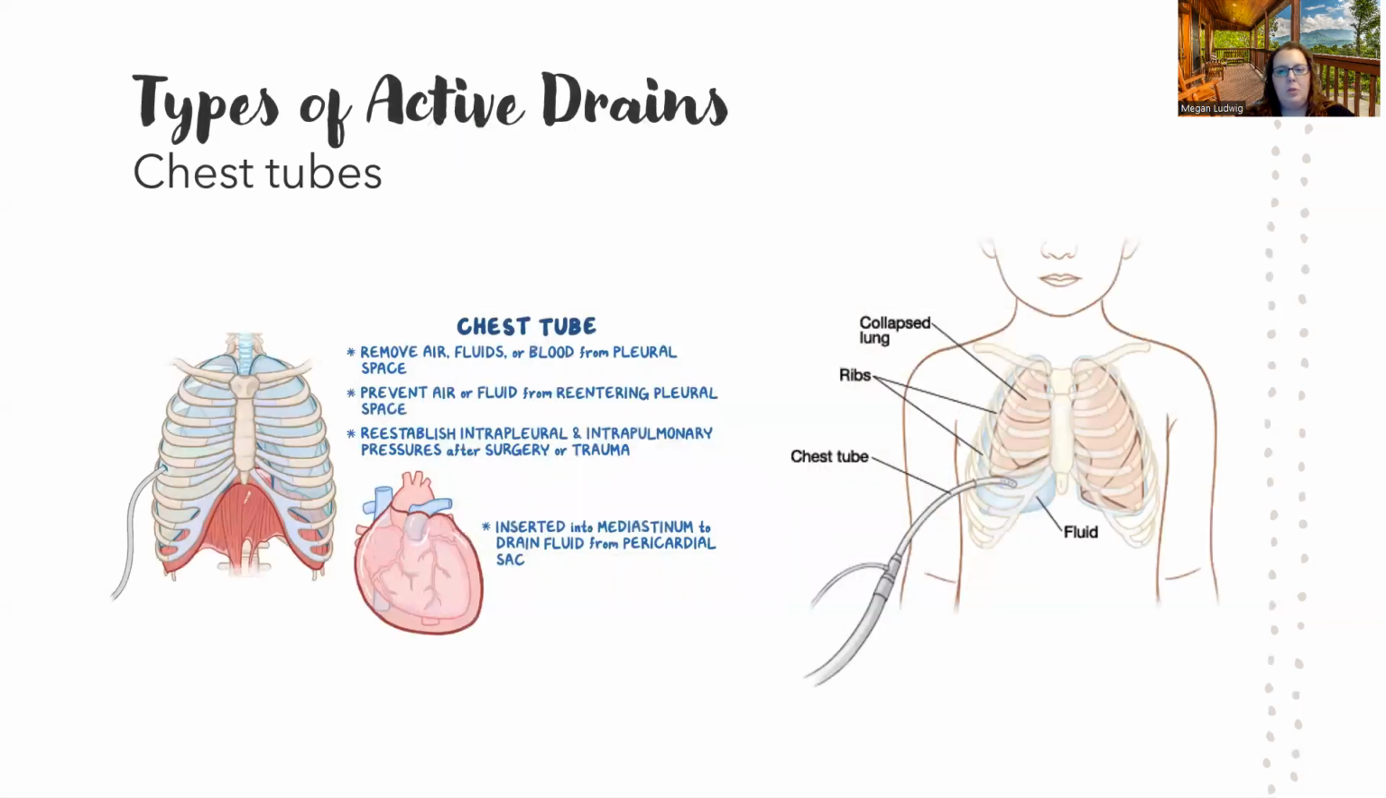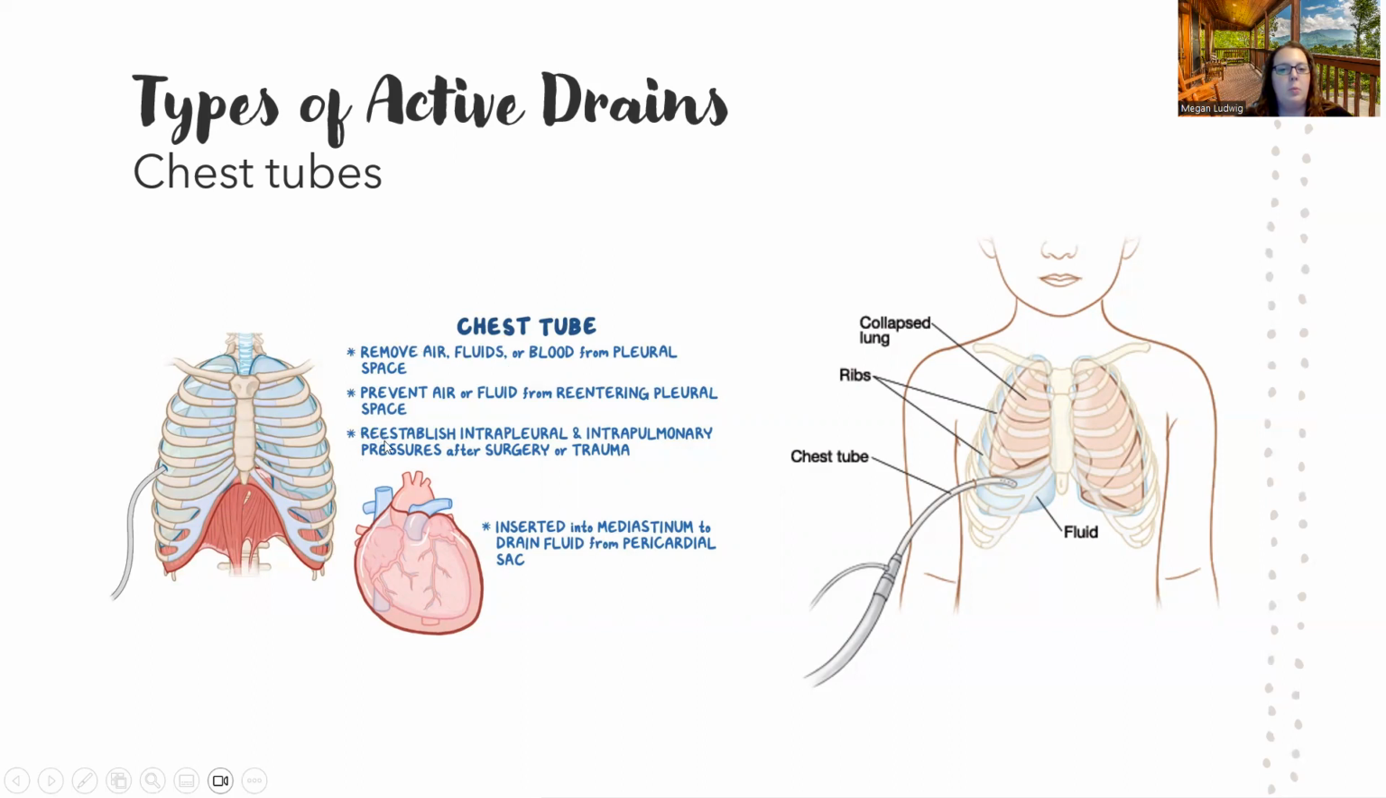Another type of active drain you'll see pretty often is a chest tube. So a chest tube's a little bit bigger, a little bit more involvement when placing a chest tube. But here are some things to remember. It not only removes blood, it can also be used to remove air or pleural fluid from that pleural space. The pleural space is the area surrounding the lungs. Pleural means lungs, right? So you can kind of see where it's placed here.